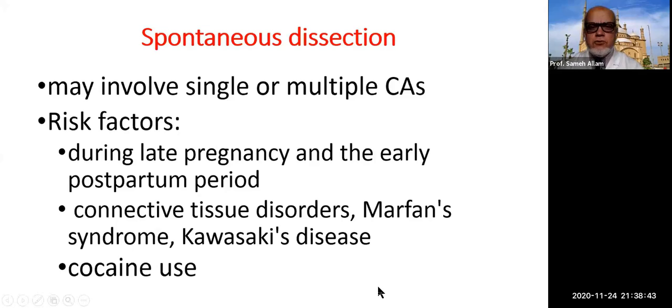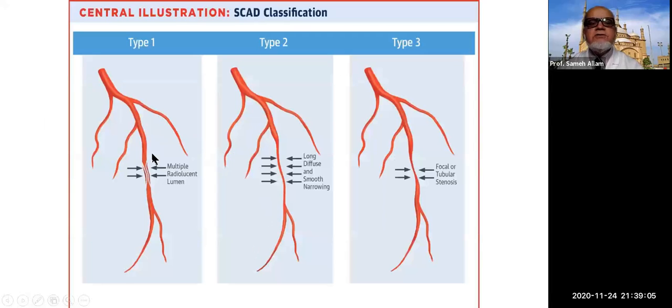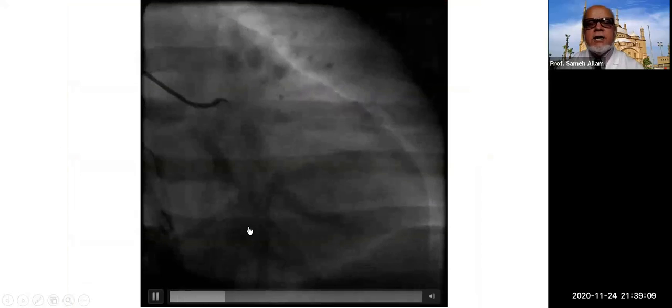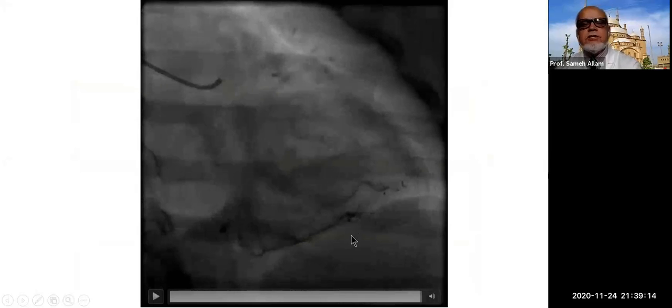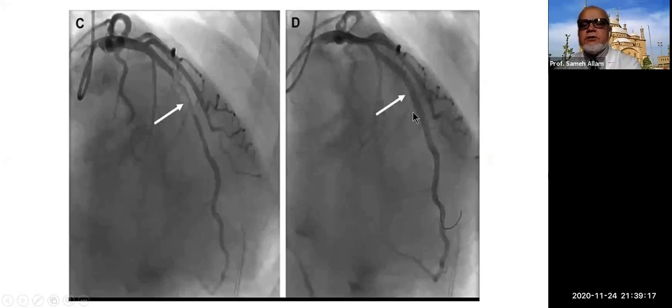This was iatrogenic coronary artery dissection, but dissection may occur spontaneously without any intervention, and it may involve single or multiple coronary arteries. It is mostly seen in pregnant women and in connective tissue disorders, Marfan's, Kawasaki, and cocaine abuse. It is divided into 3 types, and we will talk about spontaneous dissection later on. This is a spontaneous dissection in the LAD, and this is a spontaneous dissection again here, treated by stenting.